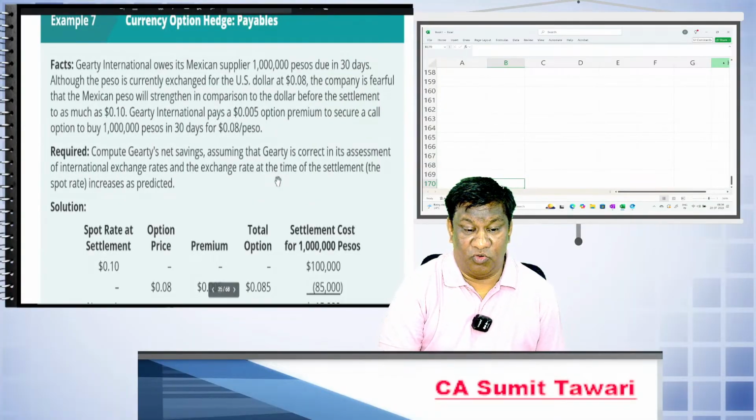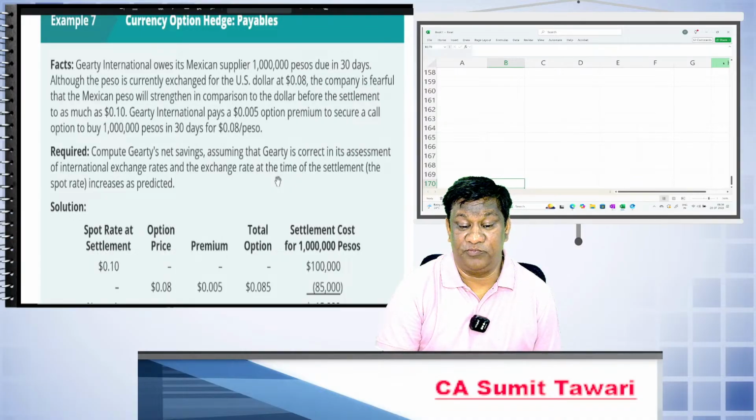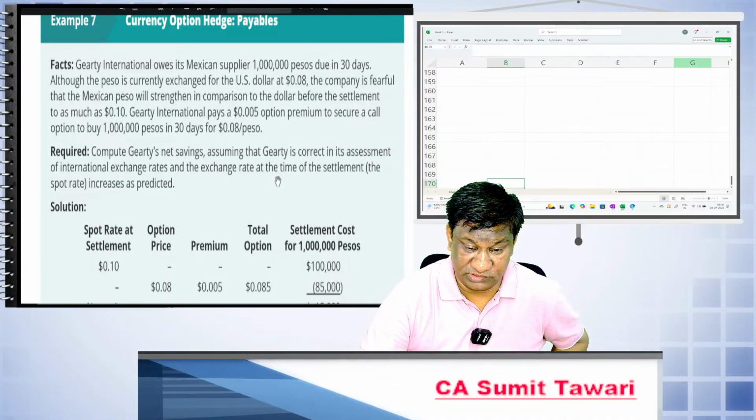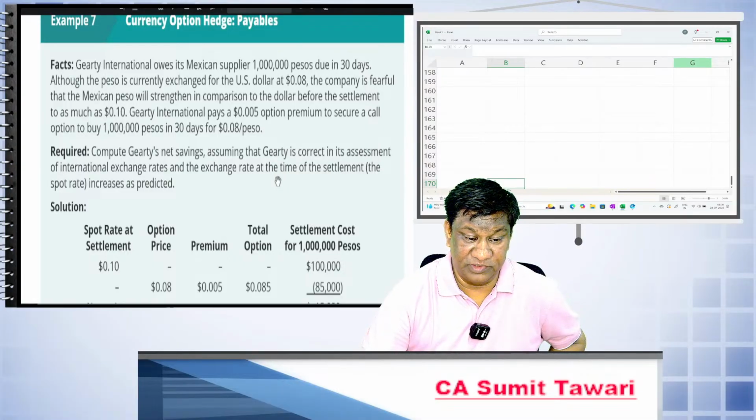Getty International owes its Mexican supplier 1 million pesos in 30 days. Although the peso is currently exchanged for the US dollar at 0.08, the company is fearful that the Mexican peso will strengthen in comparison to the dollar before the settlement, to as much as 0.10. So Getty International pays a 0.005 option premium to secure a call option on 1 million pesos in 30 days for 0.08.